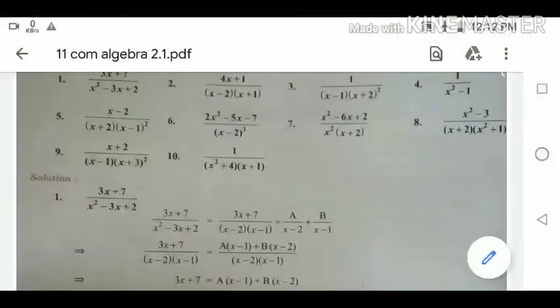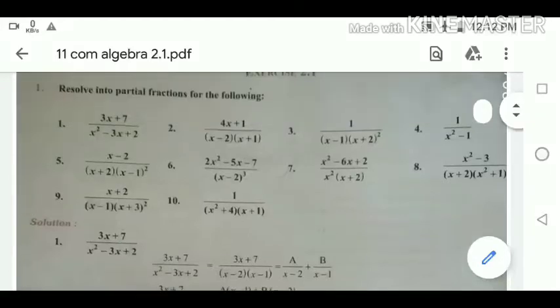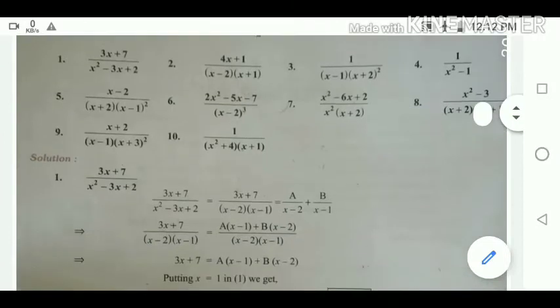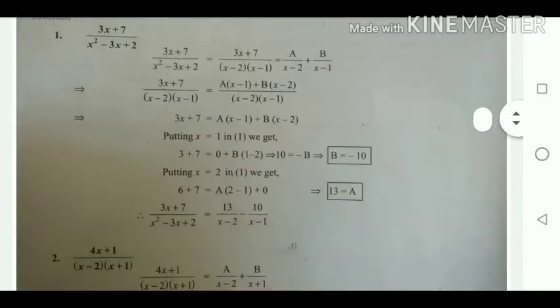Hello students, now we are going to see exercise 2.1. Here the first sum is 3x plus 7 divided by x square minus 3x plus 2. Now factorize the denominator. So what is the denominator here? x square minus 3x plus 2. If you factorize this, we get x minus 2 and x minus 1 as the factors of x square minus 3x plus 2.